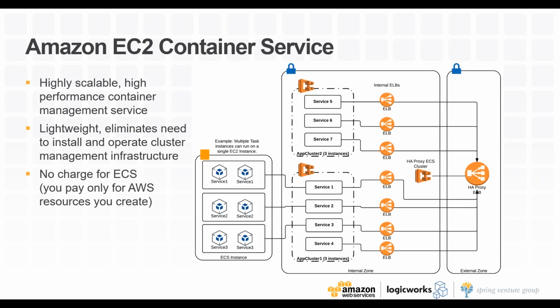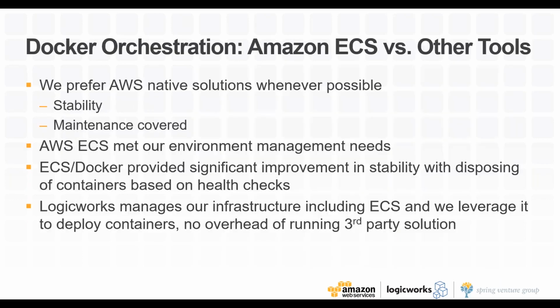So Amazon EC2 Container Service, or ECS, is a highly scalable, highly performant container management service. It's lightweight. From our perspective, it eliminates the need to install and operate the cluster and the management infrastructure, because AWS manages that for us. And ECS has no additional charge. You just pay for the EC2 instances that run your Docker containers.